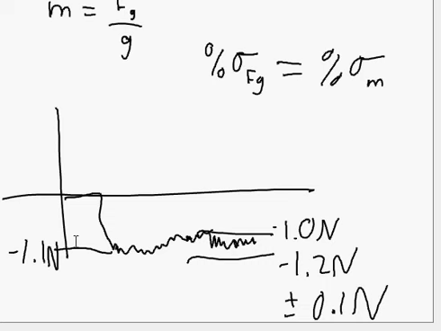Now, if you didn't look at that ripple, then you'll have to estimate your uncertainty, and I would say 0.1 newtons is a pretty good estimate. So then you convert that to percent to get the percent uncertainty on mass.